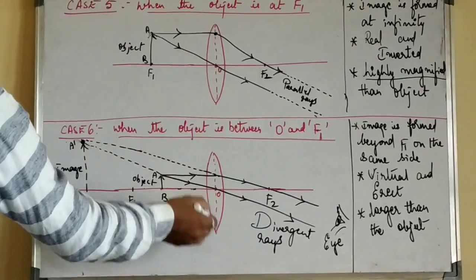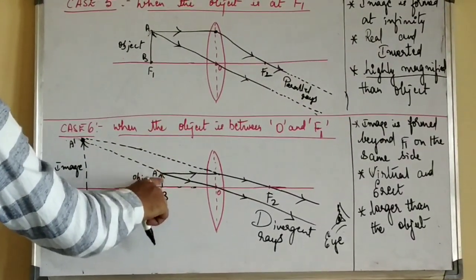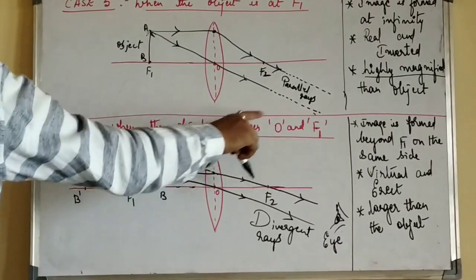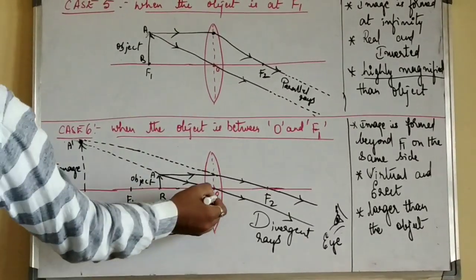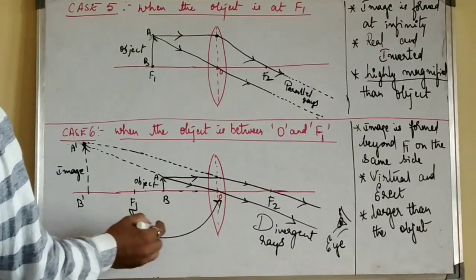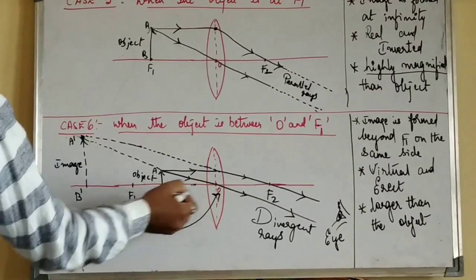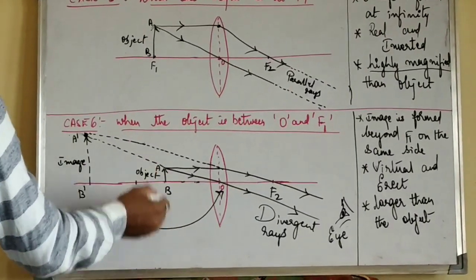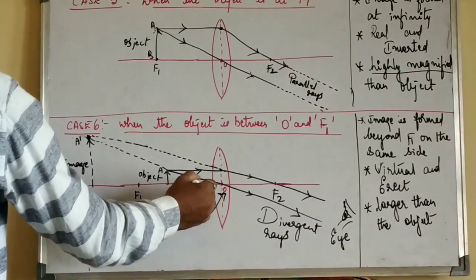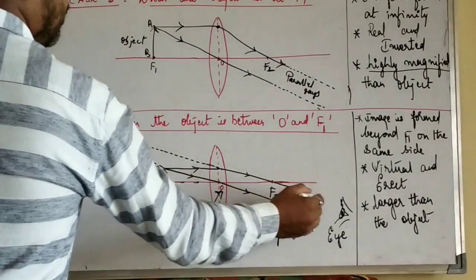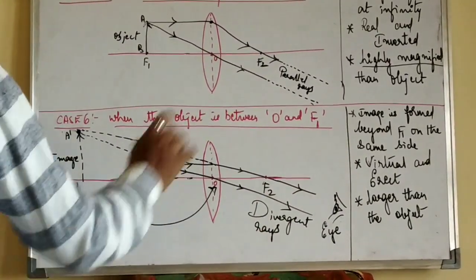Now, this is the convex lens. Now, AB is the object, you can see. It is between O, that is optical center, and the first principal focus, that is F1. AB is the object. Now, one ray, an incident ray, is going parallel to the principal axis. Therefore, it is passing through the second principal focus. Okay, so that is the first rule.